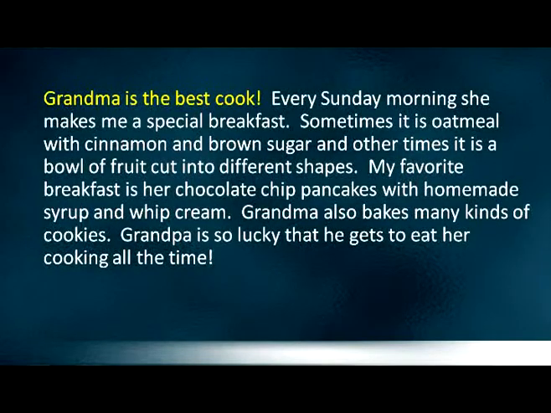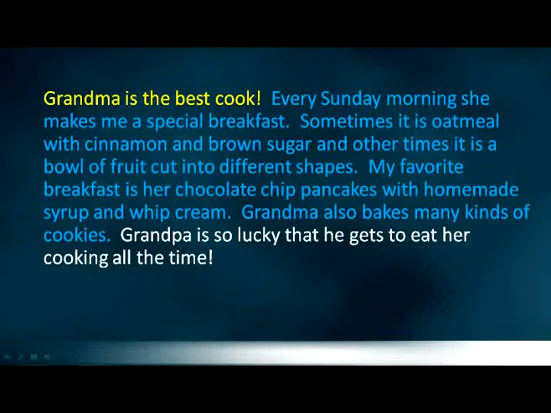Now let's look at the next few sentences. These are going to be our supporting sentences, and therefore they must relate back to the first sentence, why Grandma is the best cook. The first sentence says, every Sunday morning she makes me a special breakfast. That relates back to Grandma. It doesn't necessarily say why she's the best cook, but she does make a special breakfast, and maybe that makes her the best cook.